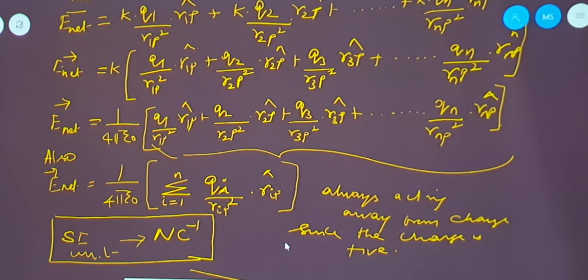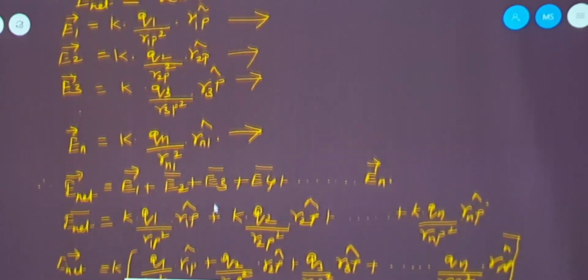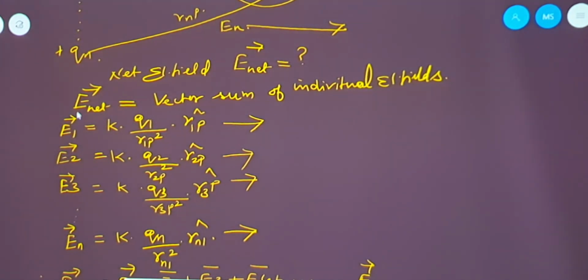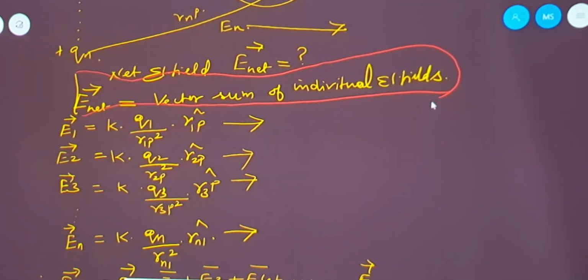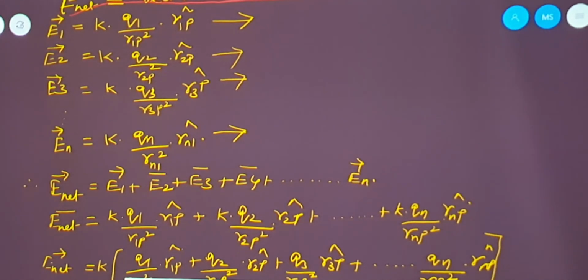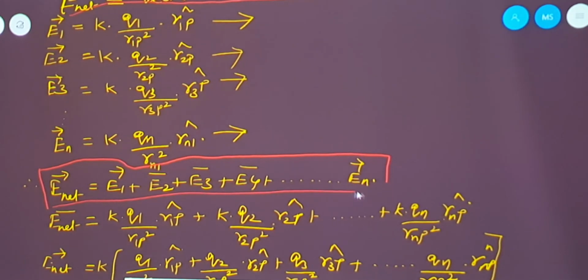Regarding this, you are having only one statement, only one point. Look at the cursor. I have written it here. The total electrical field available, E net, or the net electrical field, is equal to the vector sum of individual electrical fields. Based on this concept alone, we have written this equation. E net is equal to E1 vector plus E2 vector plus E3 vector plus E4 vector, etc. up to En vector. I think you are very clear regarding this.